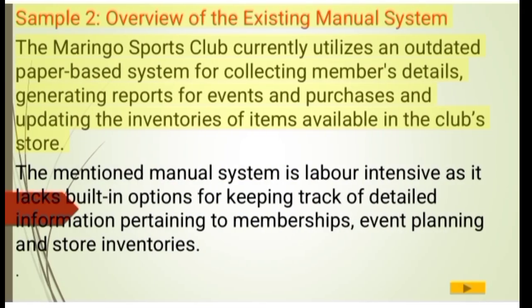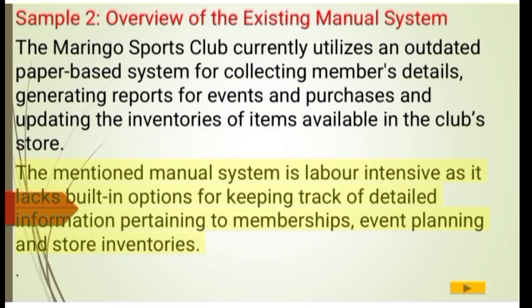Sample 2. Overview of the existing manual system. The Maringo Sports Club currently utilizes an outdated paper-based system for collecting members' details, generating reports for events and purchases, and updating the inventories of items available in the club's store. The mentioned manual system is labor-intensive as it lacks built-in options for keeping track of detailed information pertaining to memberships, event planning and store inventories.